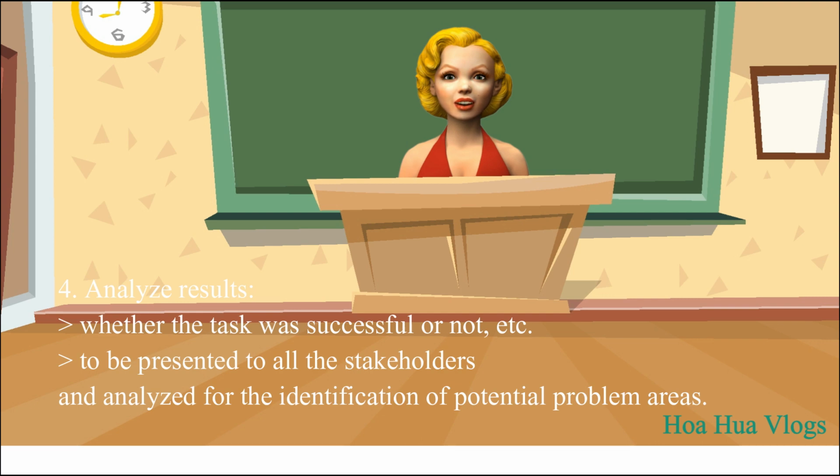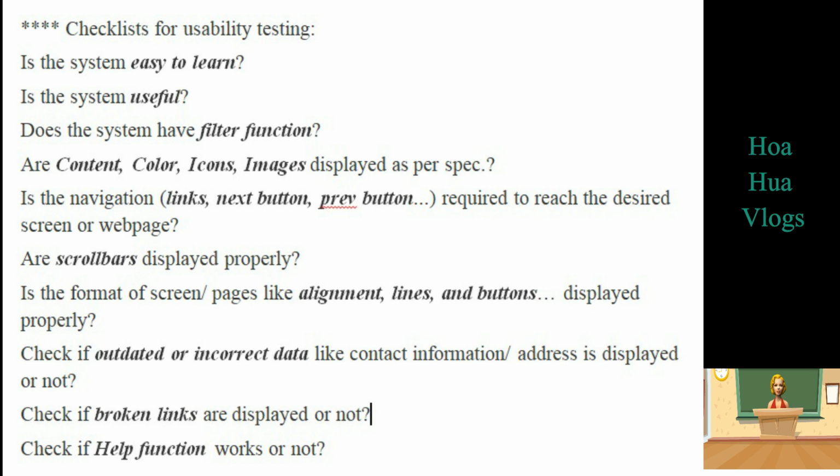Checklists for usability testing. Is the system easy to learn? Is the system useful? Does the system have a filter function? Are content, color, icons, and images displayed as per spec? Are the navigation, links, next button, and previous button required to reach the desired screen or web page?